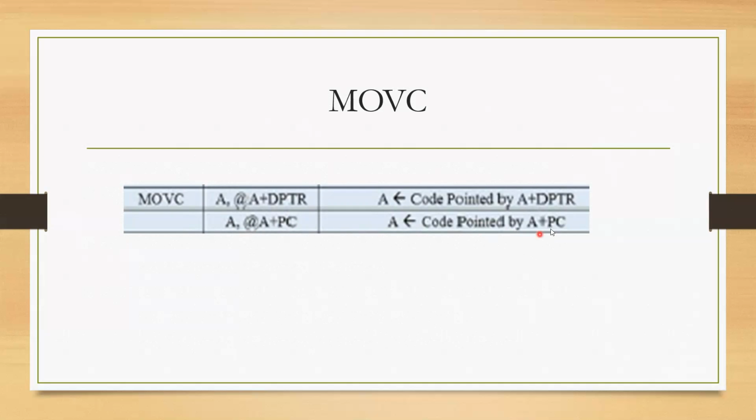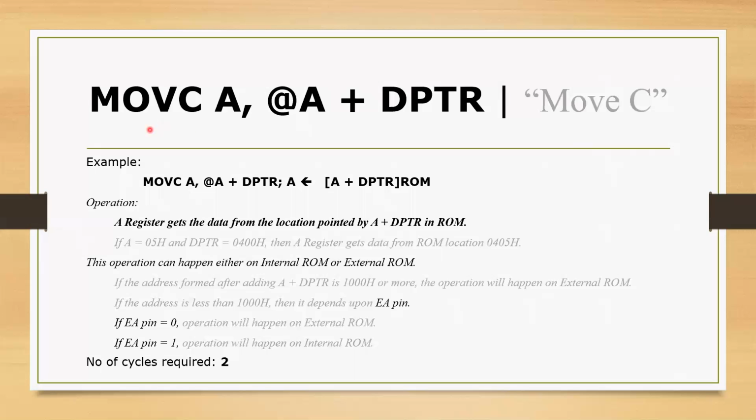The code is pointed by A plus PC. PC has the base address and A has the index. We can only move data from ROM to the accumulator register, and the reverse operation is not performed with ROM because ROM is read-only memory. So we cannot store any data to ROM, we can only read data from ROM. Let's see in detail. MOVC A, @A+DPTR. So the value A plus DPTR gives the location in ROM whose content is read.